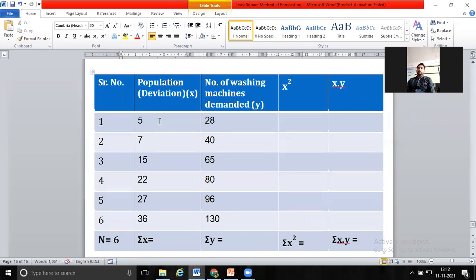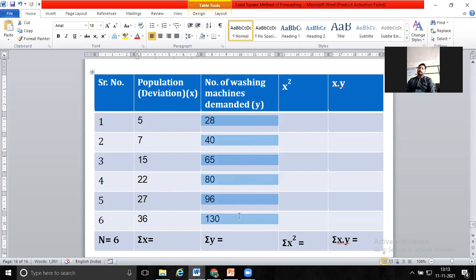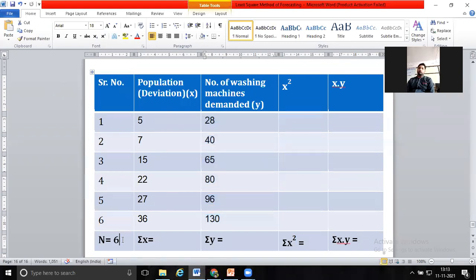Whatever data is provided to us in the problem, we have written as per the requirement of this table. The deviations, that is the population, we have written in this particular column: 5, 7, 15, 22, 27, 36. The related demand for that population we have written in the y column, that is 28, 40, 65, 80, 96 and 130. From the serial number column we come to know that the total number of data provided is equal to 6. So we have written at the bottom n is equal to 6.